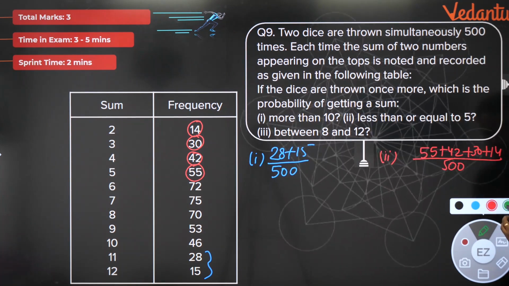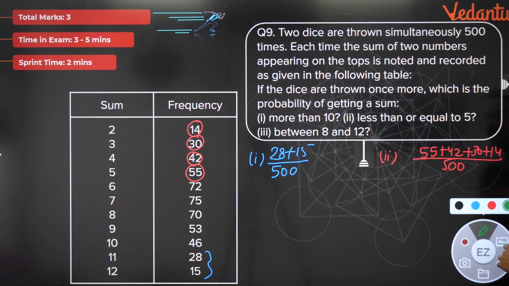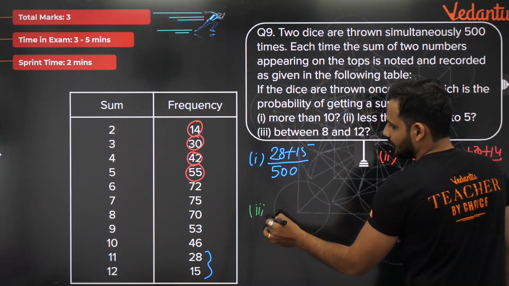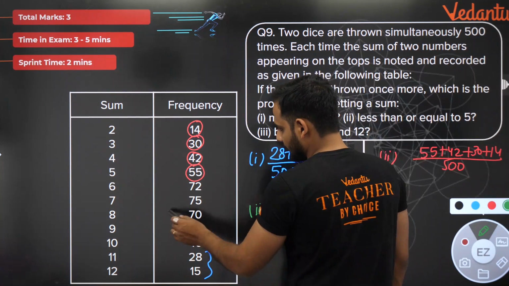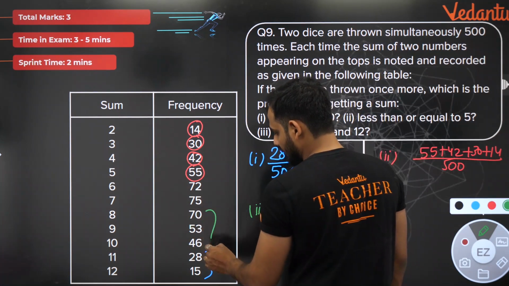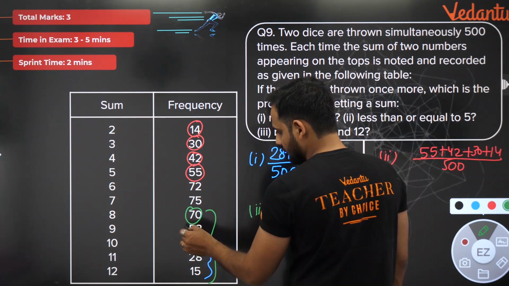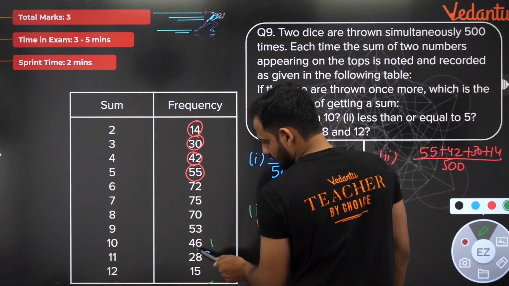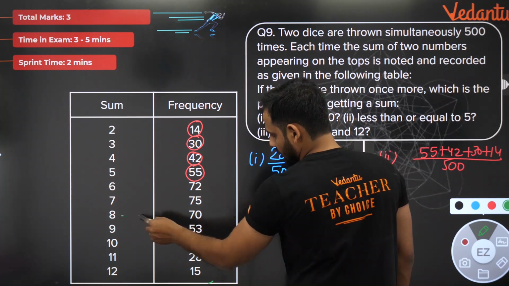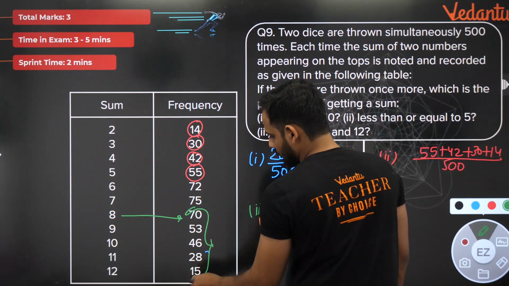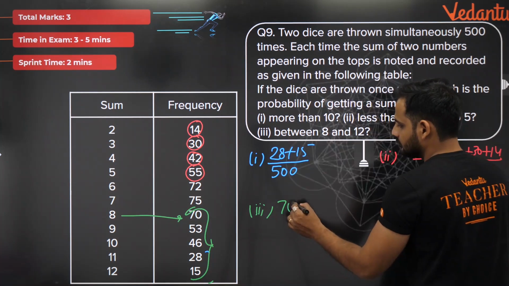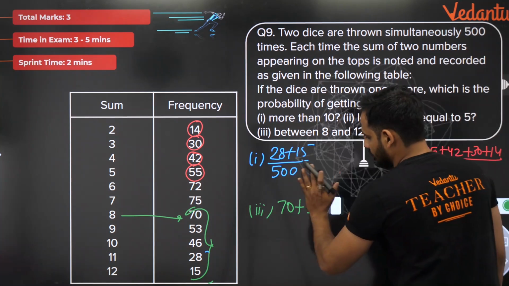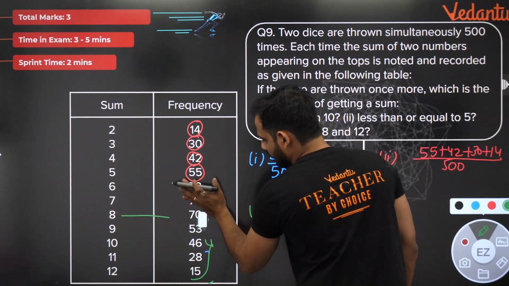Correct? And then the third part they are saying is between 8 and 12. Between 8 and 12. So 8 is here and 12 is here. So this is between 8 and 12. Sorry, 8 is not here. It is here only. Between 8 to 12. Oh, sorry, wait. It is not saying from.